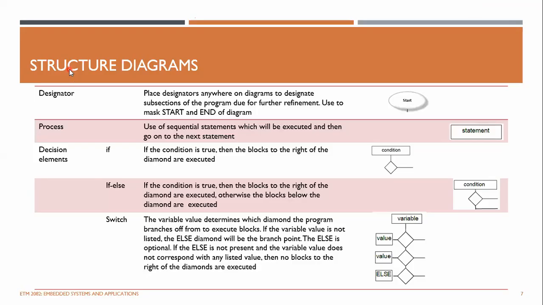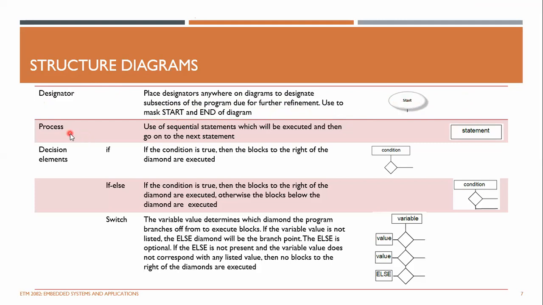Okay, then we can move to the structure diagrams. The first one is the designator, which means you have to write something, label it, and place the designator anywhere on the diagram, or designator subsections on the program due to further refinements. It will help you identify what is what, and is used to mark the start and end of the program. So if you have a start and end of the program, then use designators.